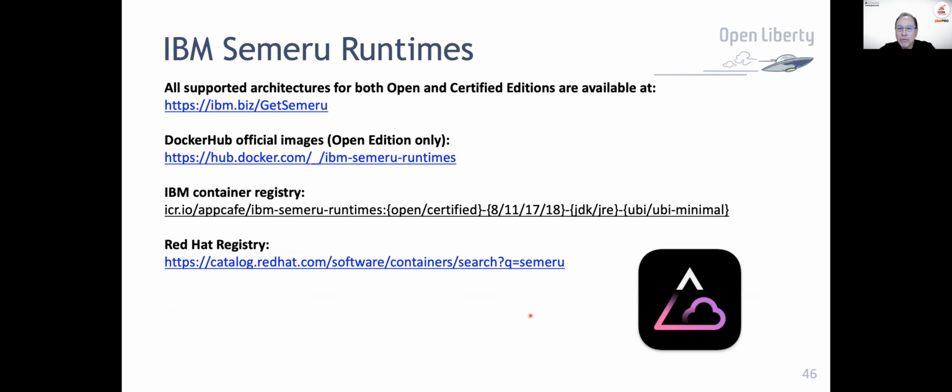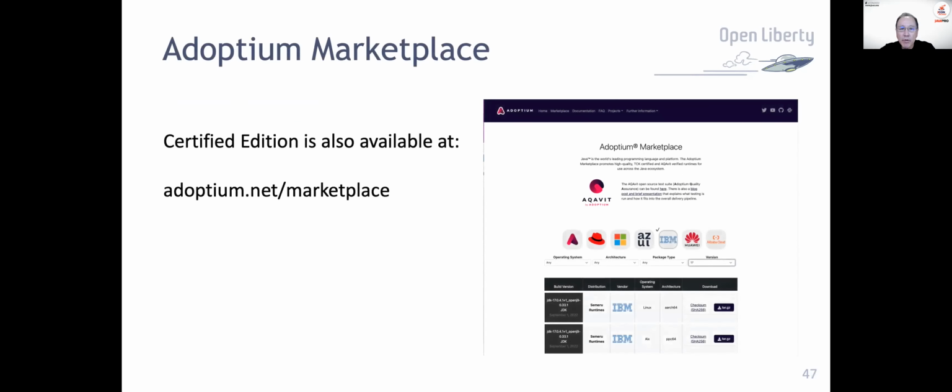You can download both versions for free from the Semeru download page, which I have a link to here. And for containers, you can get images from Docker Hub, IBM Container Registry, and from Red Hat. Also, as we showed earlier, it is available on the Adoptium Marketplace, but just to let you know, from this site, you can only get the certified edition.